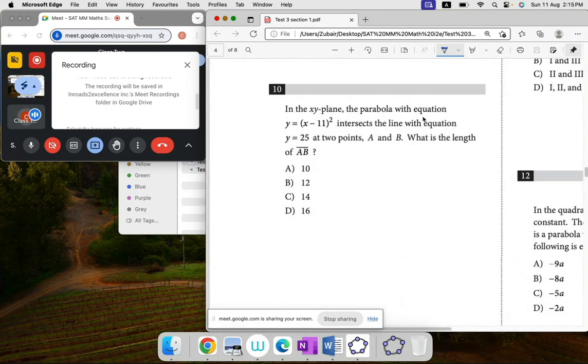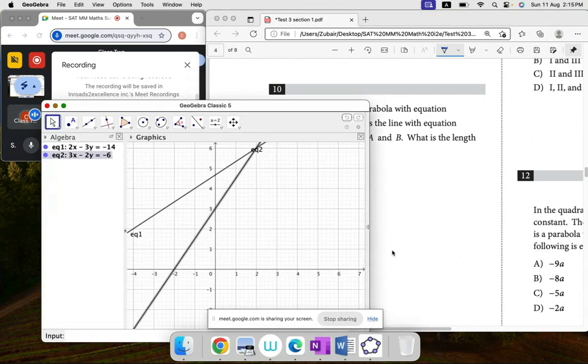In the xy plane, the parabola with the equation y equals this intersects the line with the equation y equals 25 at 2 points A and B. What is the length of AB? So again, we will use this.